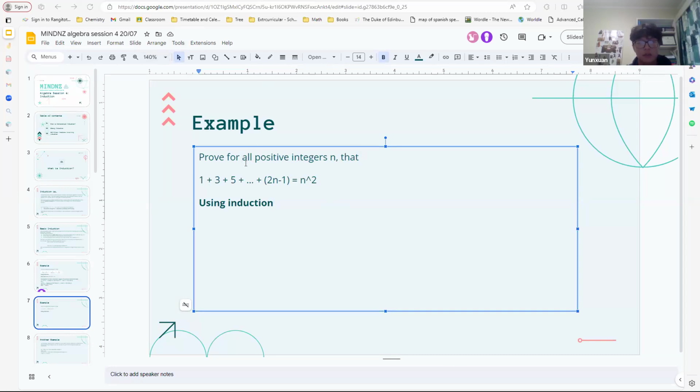So for this problem, you just need to try to keep in mind the steps of induction. It's the base case, and then the assumption for n, and then using the assumption for n to prove n plus 1.